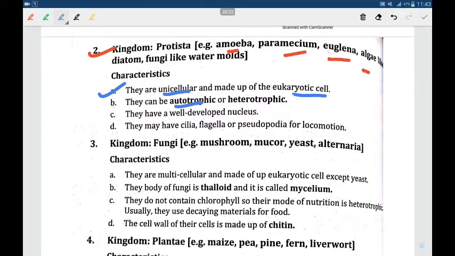They may be autotrophic or heterotrophic. Means some of them are able to make their food, some they cannot. And how do they move from one place to another? With the help of cilia and pseudopodia. These are their organs for locomotion, to travel from one place to another.